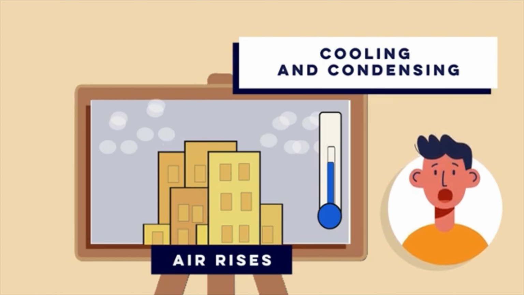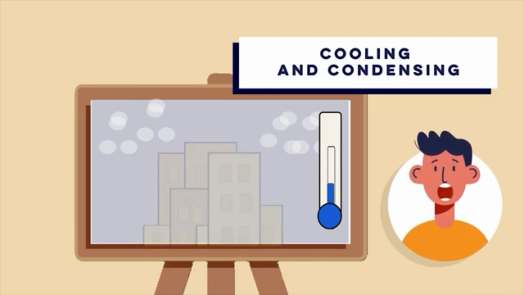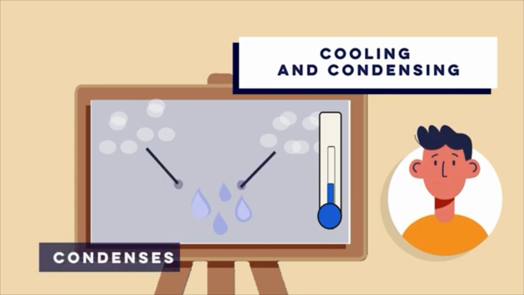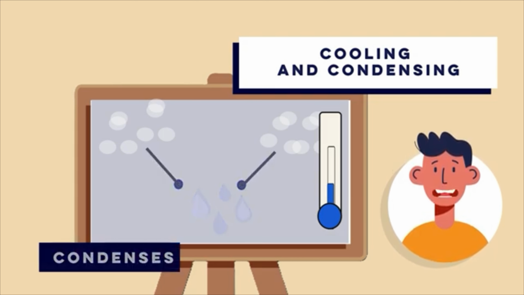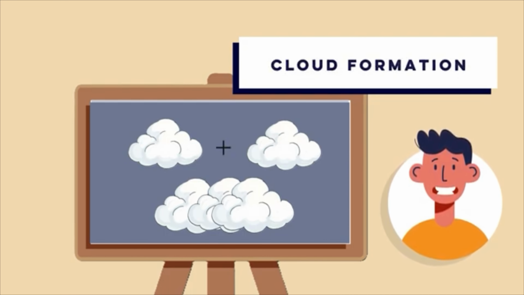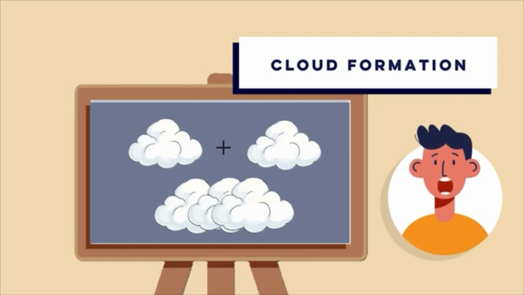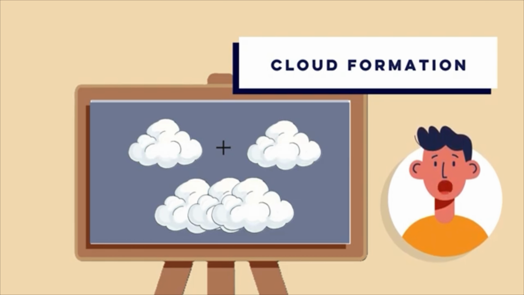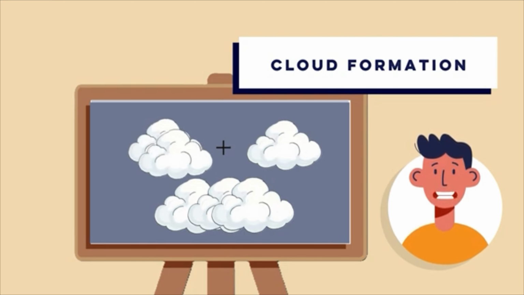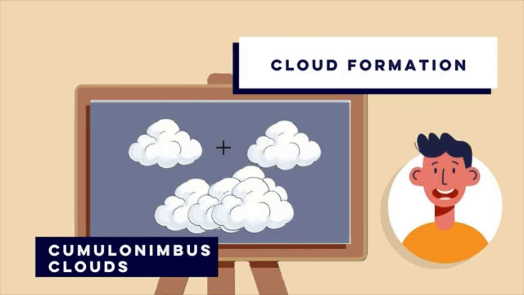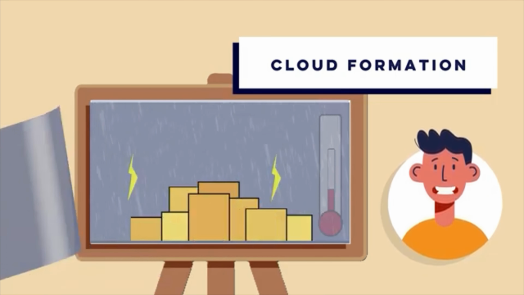As the warm air rises, it cools down. The higher it goes, the lower the temperature. When it's cool enough, the water vapor in the air condenses into tiny water droplets, forming clouds. Step 4, cloud formation. As condensation continues, large clouds begin to form. In convectional rainfall, these clouds are often towering cumulonimbus clouds, which can bring heavy rainfall and even thunderstorms.